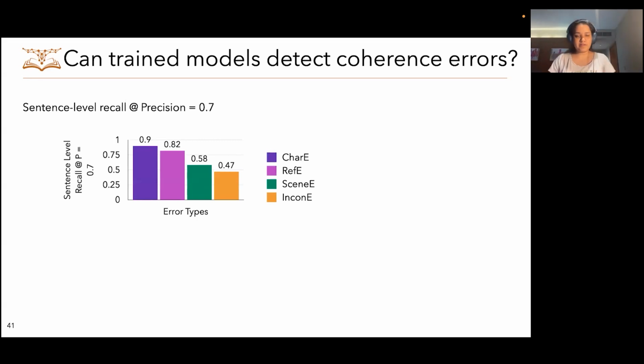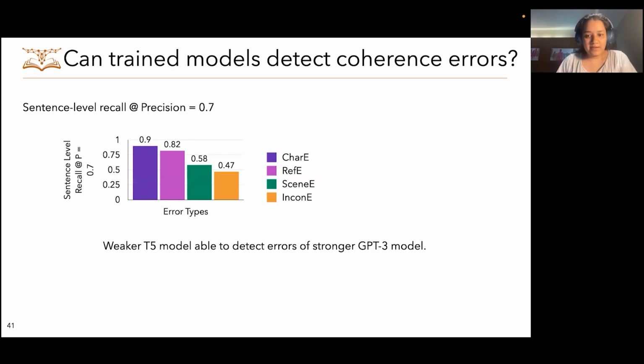And to quickly go over the results, the metric that we computed here was sentence-level recall at some precision level of 0.7. And we found that we got reasonably high recall for most of these error categories. And the interesting thing here is that we were able to use a weaker T5 model to critique a stronger GPT-3 model, which gives us a way forward to be able to evaluate these kinds of models.